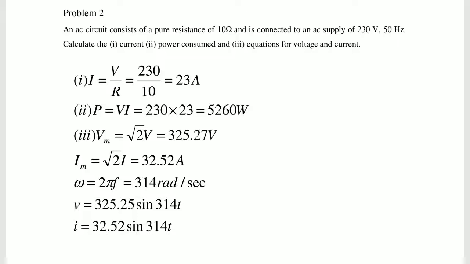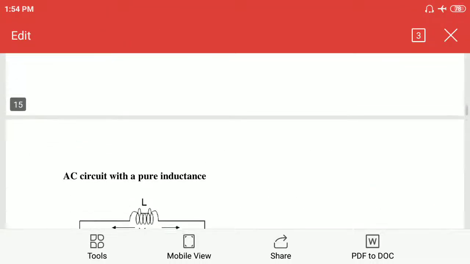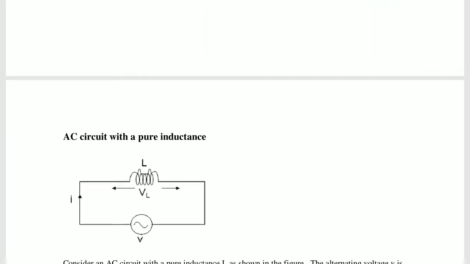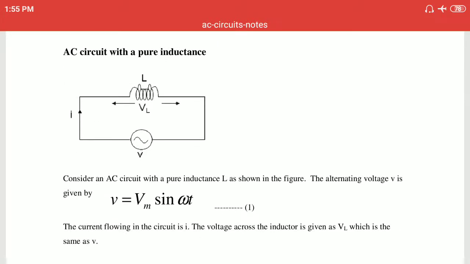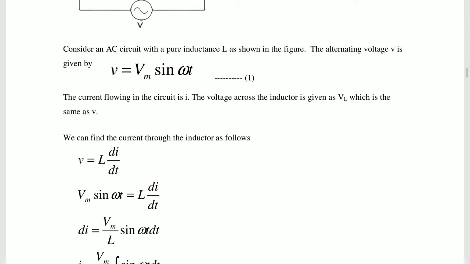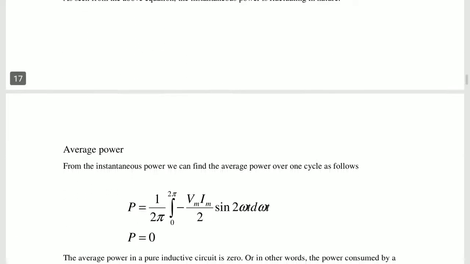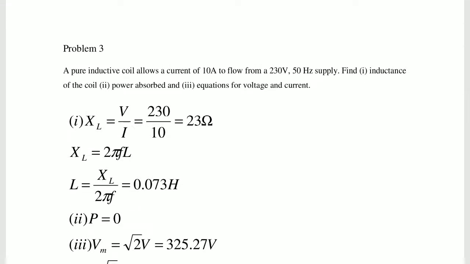Now go for the pure inductor connected to the AC supply. L is the inductor, V is the supply, I is the current, and VL is the voltage across the inductor. Now we go for a problem, the problem on the pure inductor.